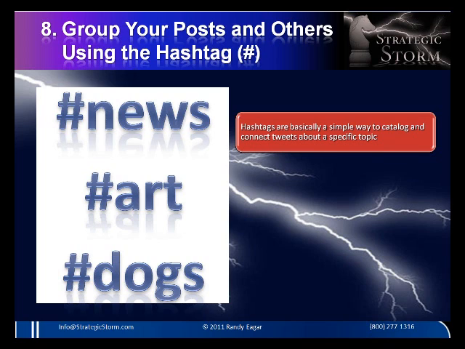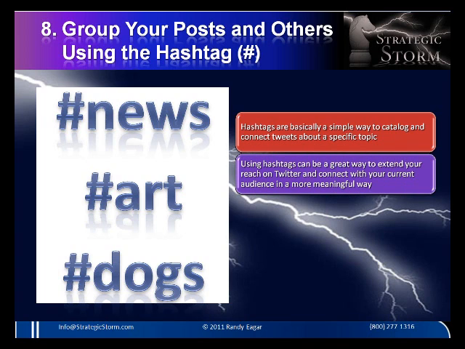In fact, hashtags were first popularized during the 2007 San Diego wildfires when the tag hashtag San Diego Fires was used to identify tweets specifically about the natural disaster. Because hashtags tend to spread so quickly and because Twitter users often search hashtags for content from people they're not following, using hashtags can be a great way to extend your reach on Twitter and connect with your current audience in a more meaningful way.